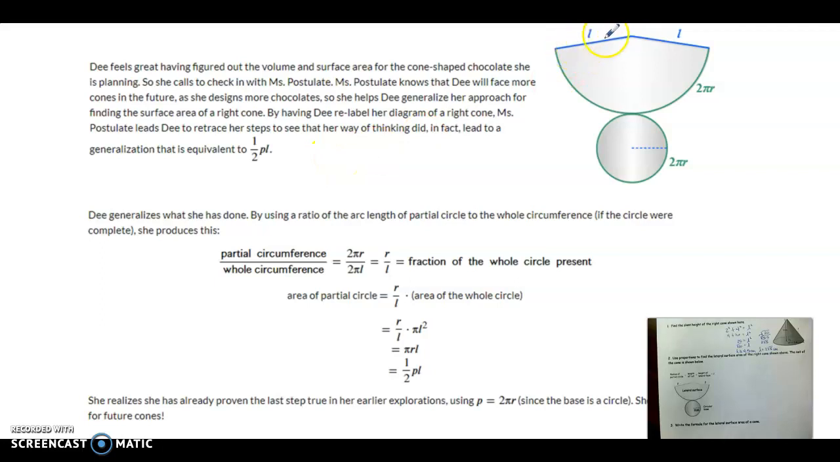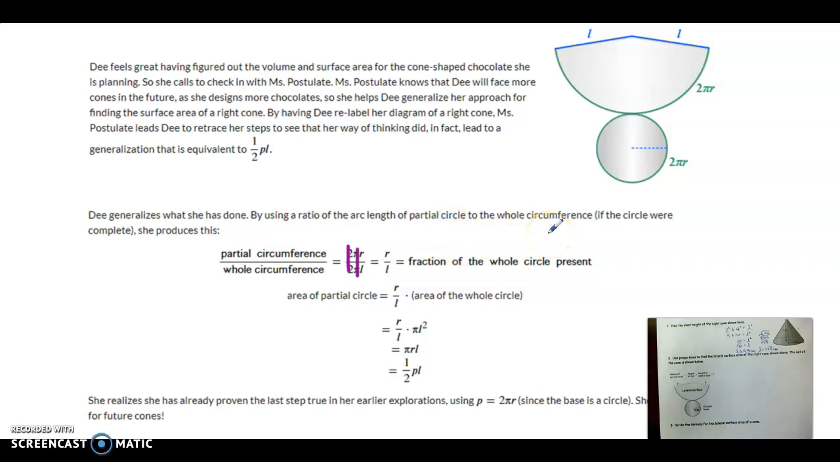So we have the slant height here as L. We know that this part came from the circumference of the circle, so it's 2 pi r, and that's what this circumference is here. So Dee generalizes what she has done by using a ratio of the arc length to the whole circumference. So remember that was 2 pi r over 2 pi L. Partial circumference would be the 2 pi r here, and the whole circumference would be the 2 pi times L. So you can see that the 2's cancel and the pi's cancel, and we're left with a ratio of r over L. That's the fraction of the whole circle that we're using.